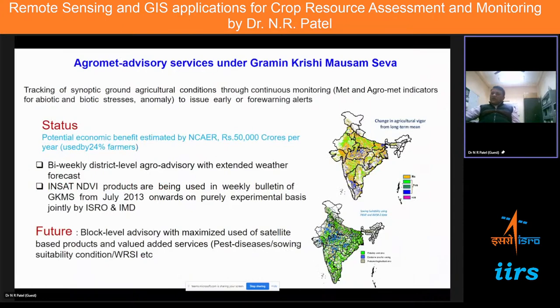Then there is Gramin Krishi Mausam Sewa, the agromet advisory service. Coarse resolution satellite data, like INSAT, and rainfall estimates available from various coarse resolution satellite data are all being used for monitoring crop condition as well as soil suitability, when to sow the crop, what the status of the crop is, whether soil moisture is higher or less, when to irrigate, all those kinds of decisions at the block level. Information about agromet advisory is given under this program.